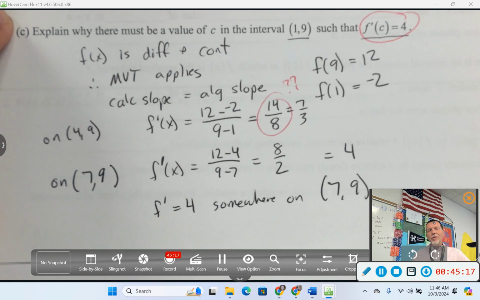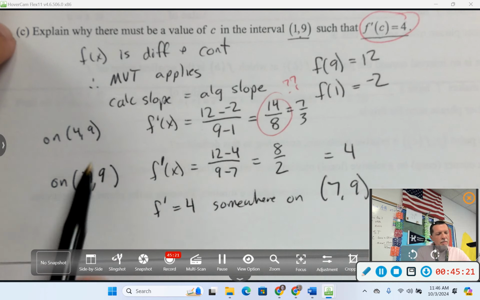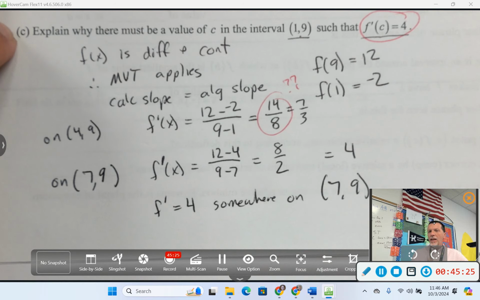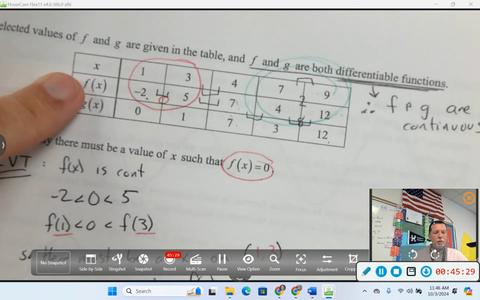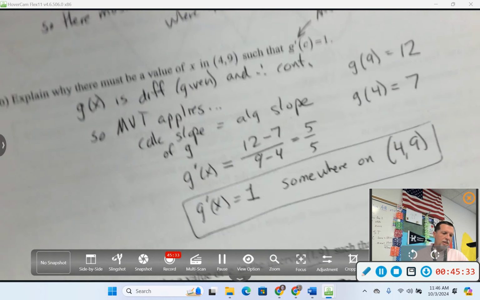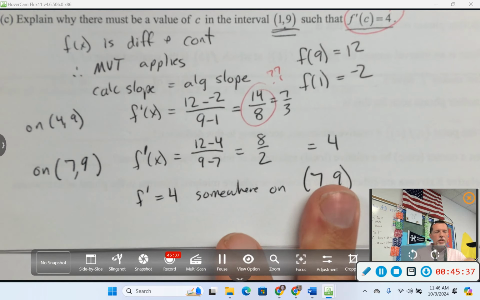So that was kind of cruel. 7 to 9 is within 1 to 9, so it still works, but they made us go find all those slopes until we found one that equals 4. They don't do that very often. If they do, you won't have that many points to test, because that's a time waster thing. Almost always start with the points they give you, and usually that will work.